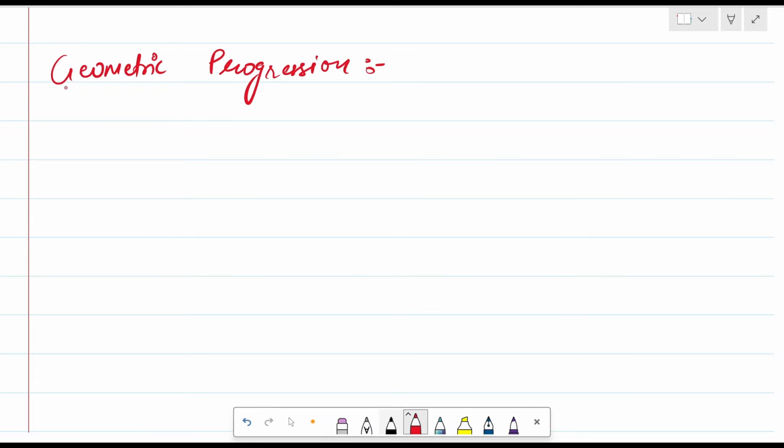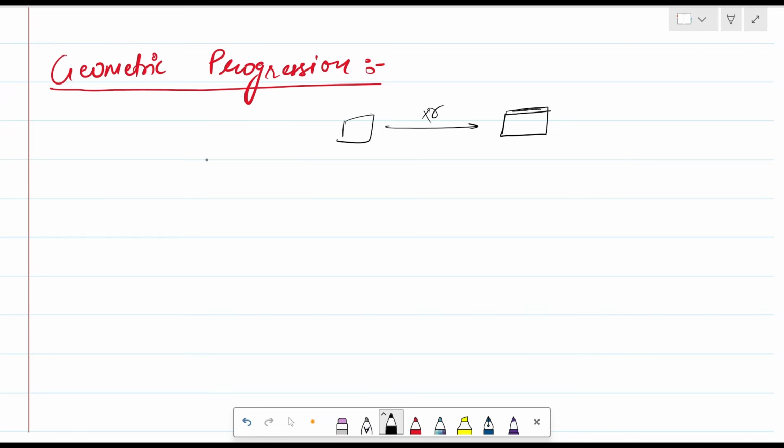सो फर्स्ट ऑफ ऑल जियोमेट्रिक प्रोग्रेशन क्या होता है। हमने प्रीवियस लेक्चर में देखा था अर्थमेटिक प्रोग्रेशन में, जब भी हम नेक्स्ट टर्म निकाल रहे थे तो प्रीवियस टर्म में कांस्टेंट नंबर ऐड करना पड़ रहा था। सो जियोमेट्रिक प्रोग्रेशन में हमें एक कांस्टेंट नंबर आर मल्टीप्लाई करना पड़ेगा नेक्स्ट टर्म निकालने के लिए। ये हमारे पास प्रीवियस टर्म है, इसमें ये मल्टीप्लाई किया तो हमें नेक्स्ट टर्म मिलेगा। So what is the definition of geometric progression?